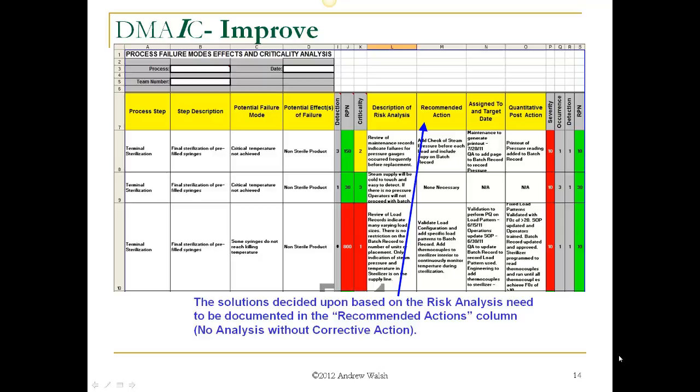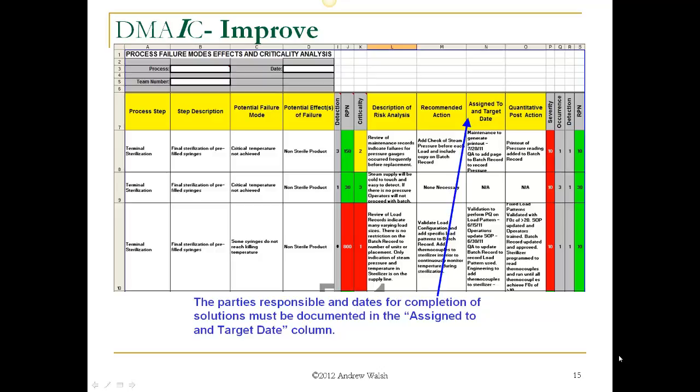Next, the solutions decided upon based on the risk analysis need to be documented in the recommended actions column. Once again, no analysis without a corrective action. So whatever plans we have made through our analyses should be documented in this FMEA as well. And any parties that are responsible and the dates for completion of the solutions must be documented in the assigned to and the target date column. If nobody is given a responsibility, that's exactly who will take care of it. Nobody. Always assign somebody's name and a date that they will be finished.